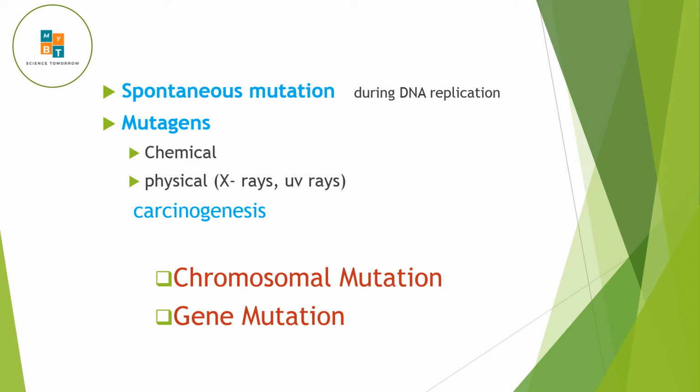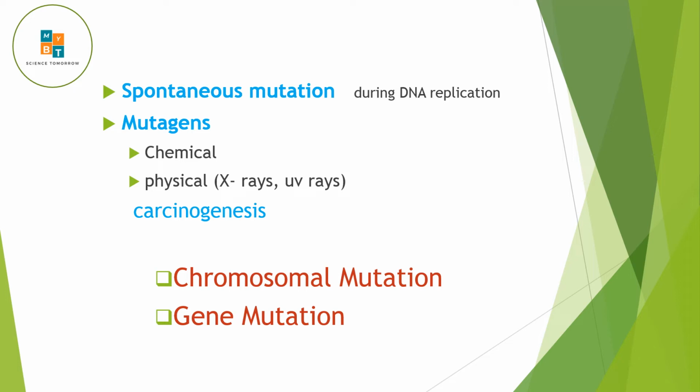Because of mutations, sometimes there can be carcinoma production. If because of mutation you have a carcinoma, you call it carcinogenesis. Carcinoma is uncontrollable cell division. Cell division and cell growth are happening, but the control over this cell division and cell growth goes beyond our level. So it becomes a carcinoma.